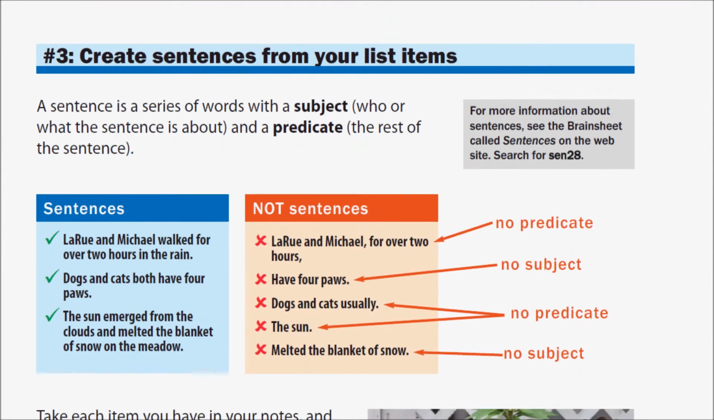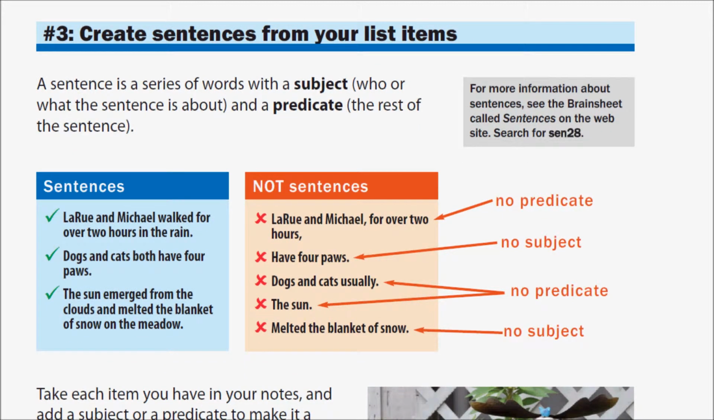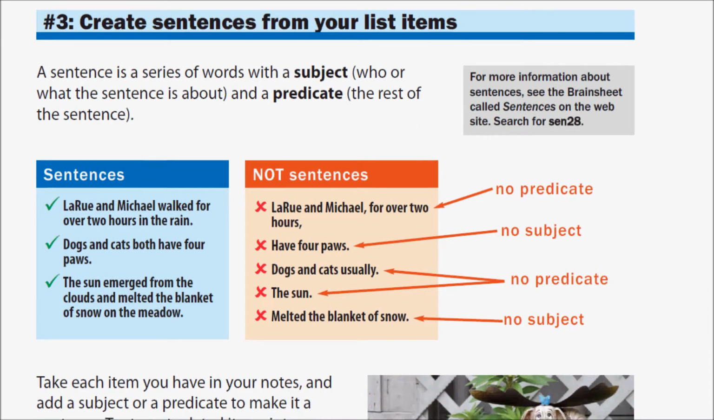And then the next thing is to just create sentences from your list items. What you do is just add words to your notes to make them into sentences. A sentence is a series of words with a subject and a predicate. Subject is just who or what the sentence is about, and a predicate is just a fancy word for the rest of the sentence. This is covered in a separate brain sheet, which you can read about here, and look on the website if you need more information about sentences.